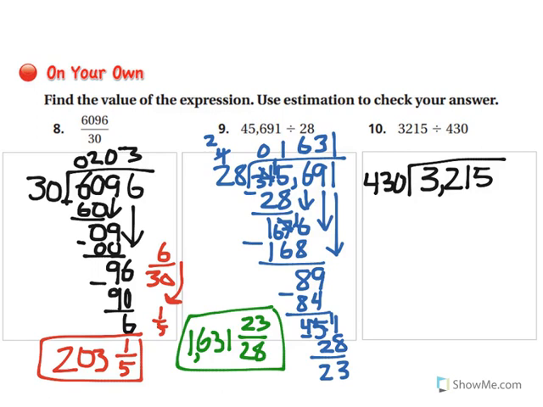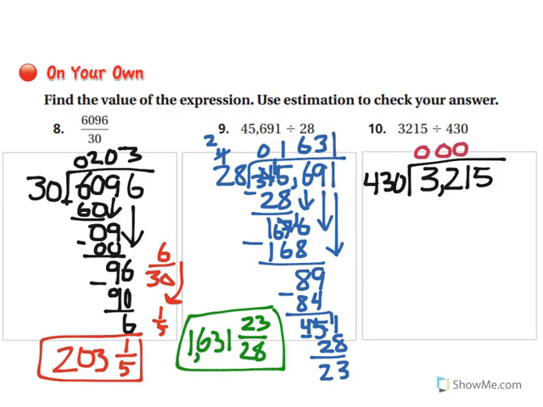I'm going to use this color. All right, so it goes in 430. 430 cannot divide into 3. It cannot divide into 32. It can't even divide into 321. So we're going to divide it into the 3,215.